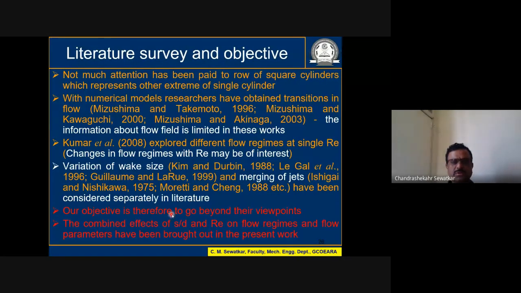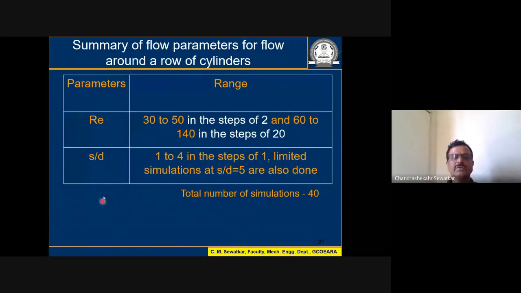So our objective is to go beyond their viewpoints. Whatever is reported in the literature, we wanted to go beyond that, and we try to obtain the combined effects of spacing between the cylinders and Reynolds number on flow regimes and flow parameters that have been brought out in the present work. What we did, we varied Reynolds number between 30 to 50 in steps of 2 and 60 to 140 in steps of 20. I'll tell you why this kind of range has been taken.